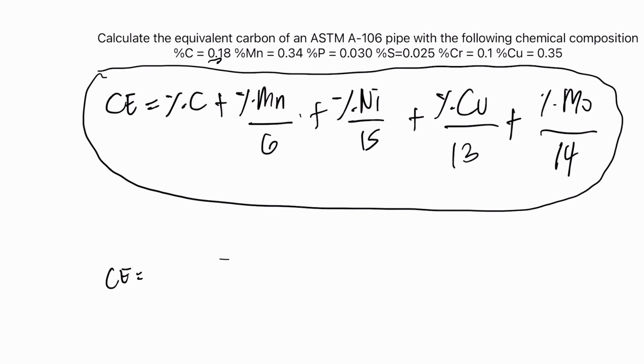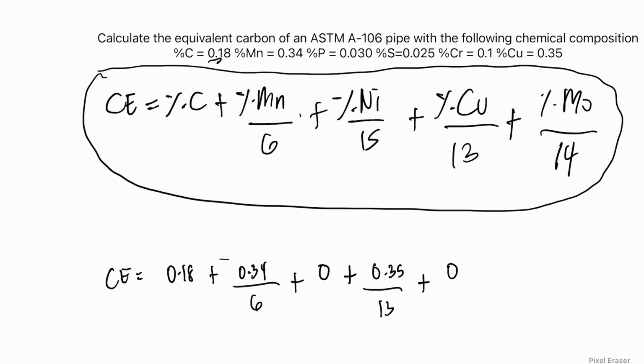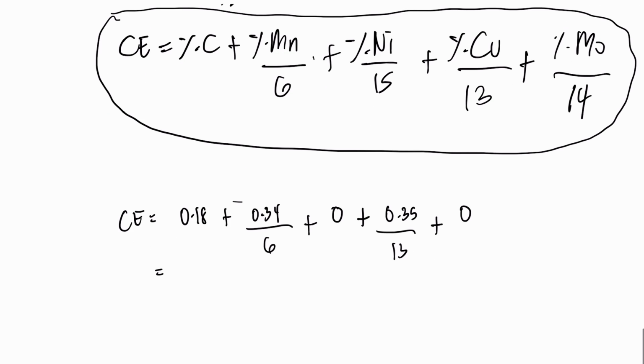So the equivalent carbon here is 0.18 plus 0.34 over 6 plus the nickel value. We don't have the nickel here, so that is 0, plus the copper content, which is 0.35 over 13 plus molybdenum. We don't have a molybdenum percentage for the ASTM A1065, so we will have that as 0 as well. Remember that elements not present in the chemical composition of a certain material, you don't need to put in the equivalent carbon equation. So 0.18 plus 0.34 over 6 plus 0.35 over 13 will give you an equivalent carbon of 0.2635% or 0.26% equivalent carbon.